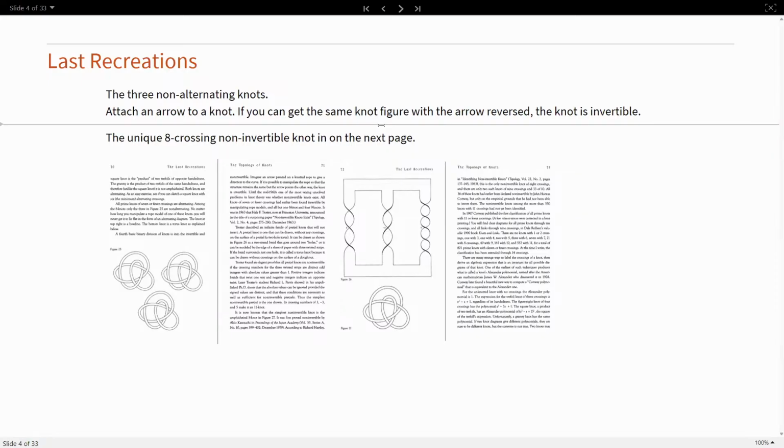And he also introduced a concept called invertibility. So basically you put arrows on a knot and you try to see if you can make the same knot where the arrow is pointing the other way. This knot over here is the unique knot that you cannot invert. All other knots, you can do a series of moves and get the arrows on the knot to point the other way.